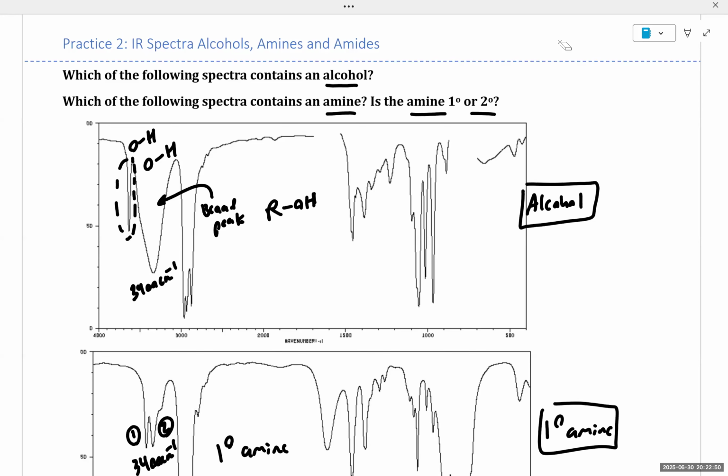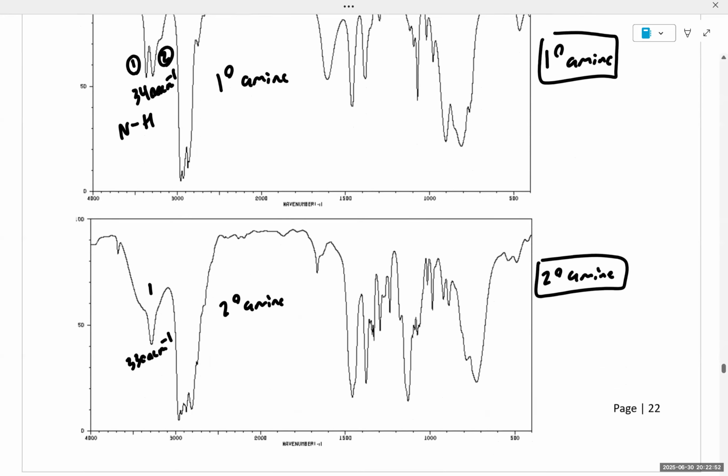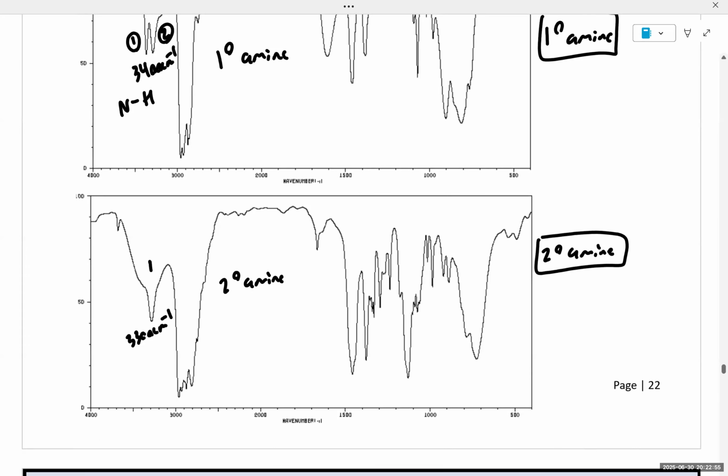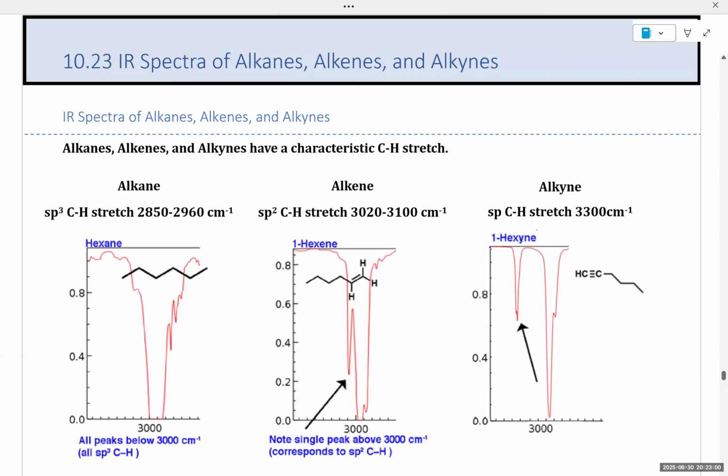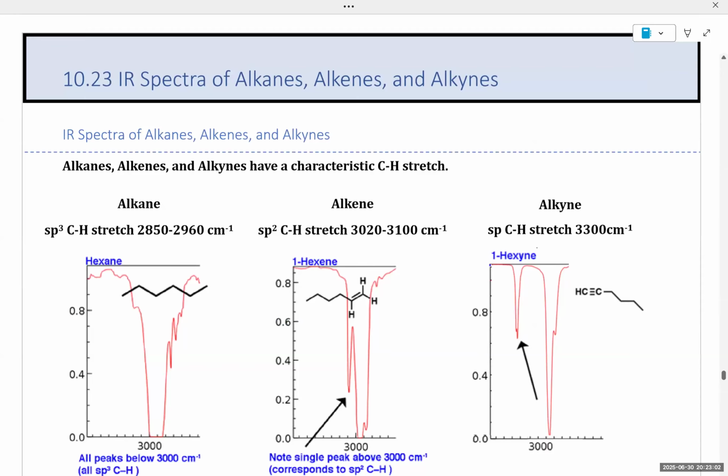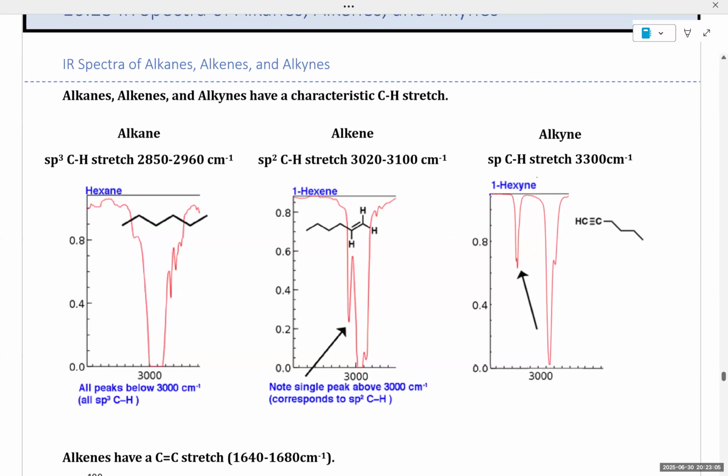Okay, so we're able to differentiate alcohols, primary amines, and secondary amines. Let's keep going now, and let's talk a little bit about the IR spectra of alkanes, alkenes, and alkynes. So alkanes, alkenes, and alkynes have a characteristic CH stretch. The sp3 CH stretch is from 2850 to 2960, so less than 3,000 centimeters inverse. So for example, for hexane, the peaks are below the 3,000 centimeter line.